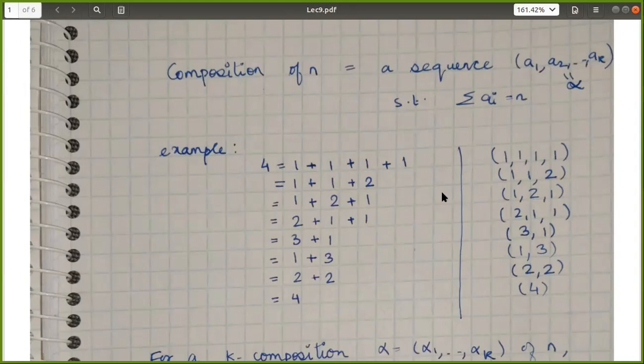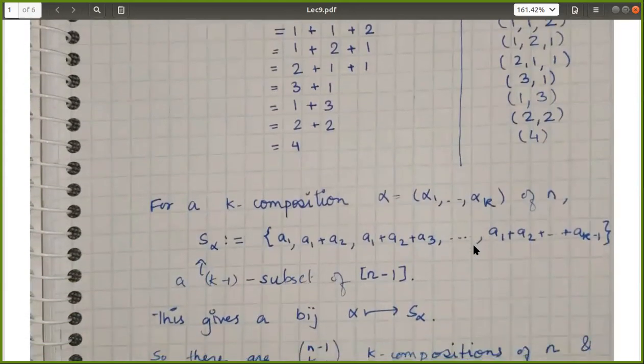So this way there are how many? 1, 2, 3, 4, 5, 6... There are 8 ways in which I have written my n. So there are 8 compositions of 4. Yes. This particular one is a 4-composition. These 3 are 3-compositions. These 3 are 2-compositions, and this is a 1-composition. Okay.